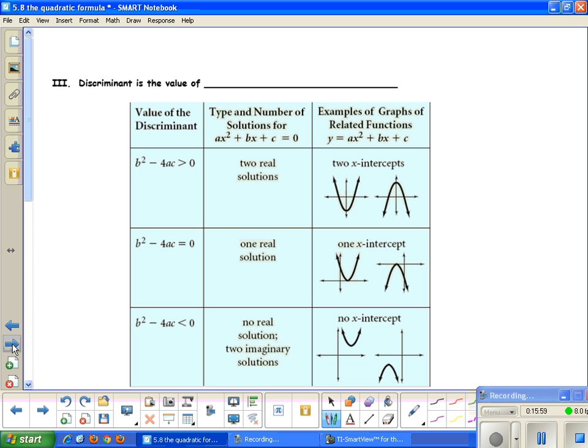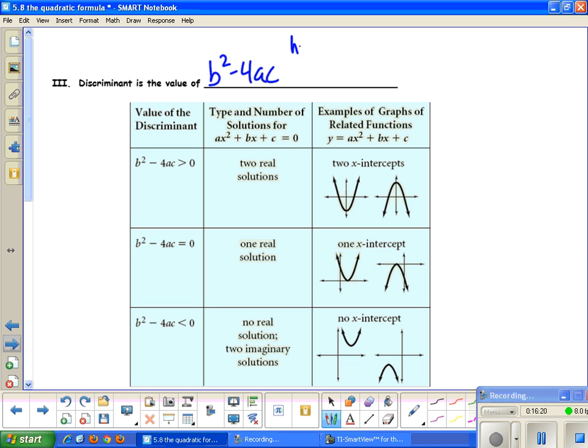On the back side, you hear me talking about this discriminant value. The discriminant is what's underneath the radical, so it's the b squared minus 4ac part. That is what the discriminant is. And the discriminant is helpful because it helps us determine the type and number of solutions for a quadratic equation.